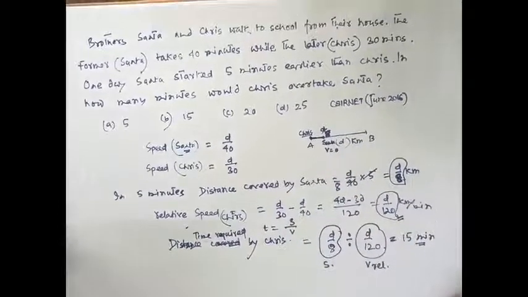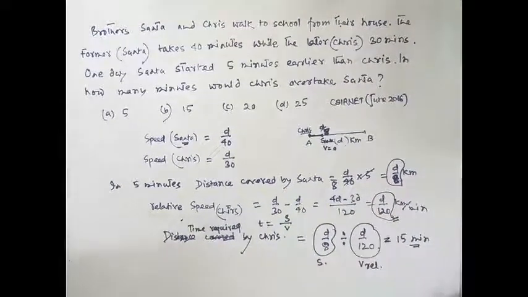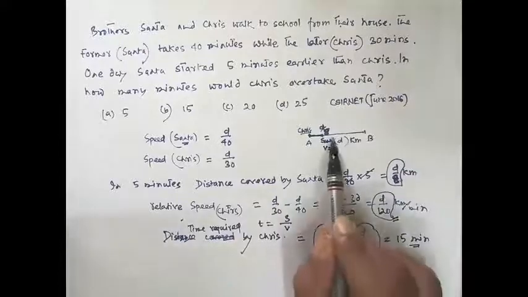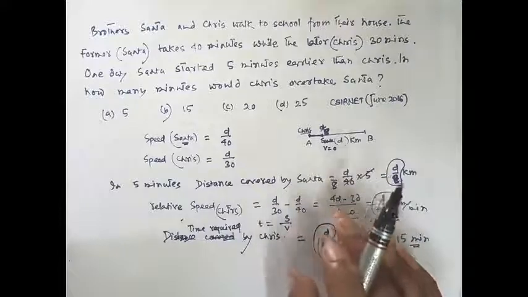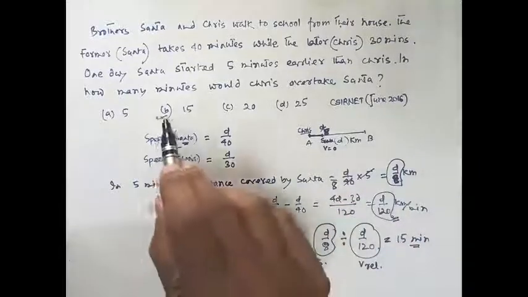So this is the solution, very simple. In this case you just consider Santa to be at rest, v equal to 0. So our correct option will be B.